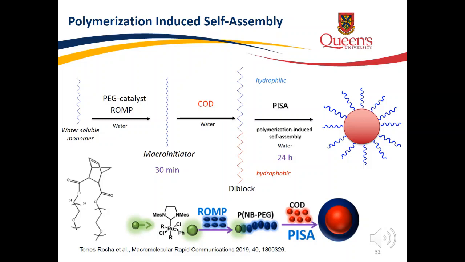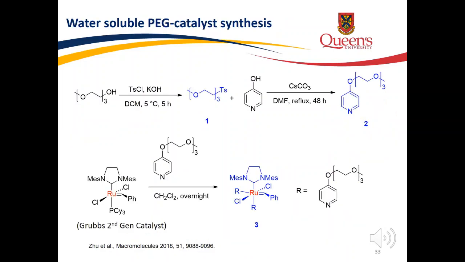And then we added cyclooctadiene, COD. This is a water-insoluble monomer. And we were able to conduct the PISA process fairly well, and we end up with spherical type particles. The key thing here is coming up with a water-soluble PEG catalyst.